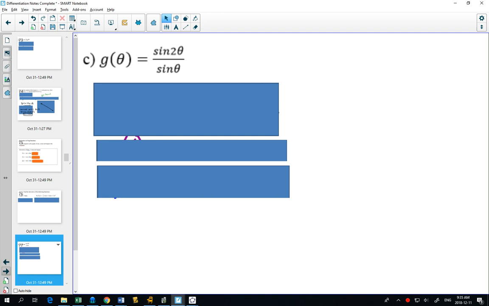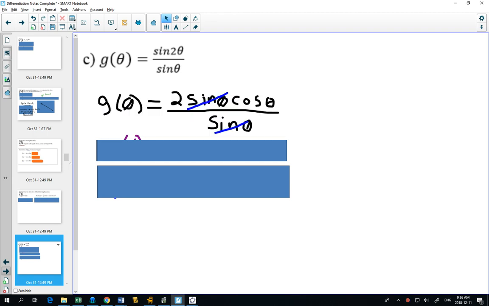Unfortunately, I think you guys have used the give up strategy too much in the last week, so it's no longer available. What could you do? What could you change? We know an identity for sine 2 theta. You could change it to 2 sine theta cos theta. How would that help? Oh, your signs would go away. And then we just have the function 2 cos theta.